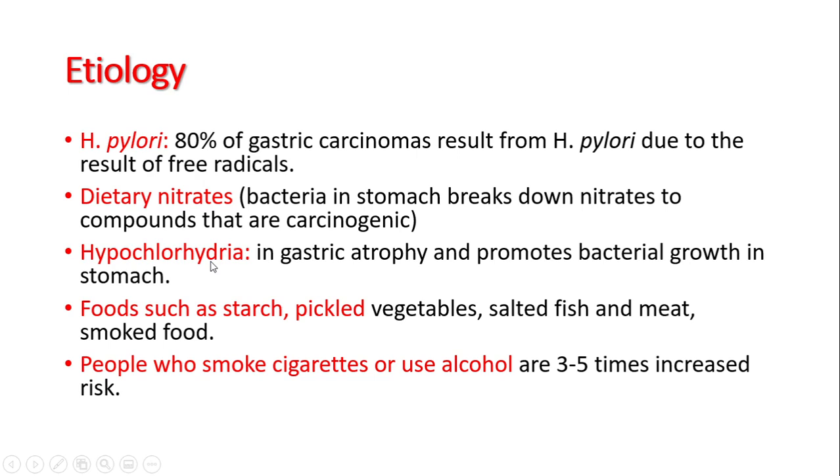Hypochlorhydria and gastric atrophy, or chronic atrophic gastritis, will promote bacterial overgrowth. There is a decrease in secretion of gastric acid, or even achlorhydria, and autoimmune gastritis.